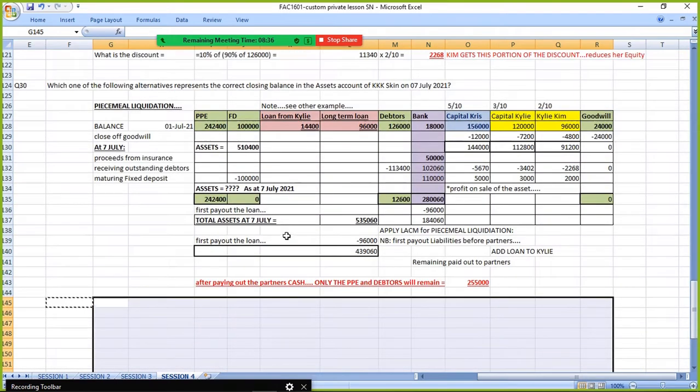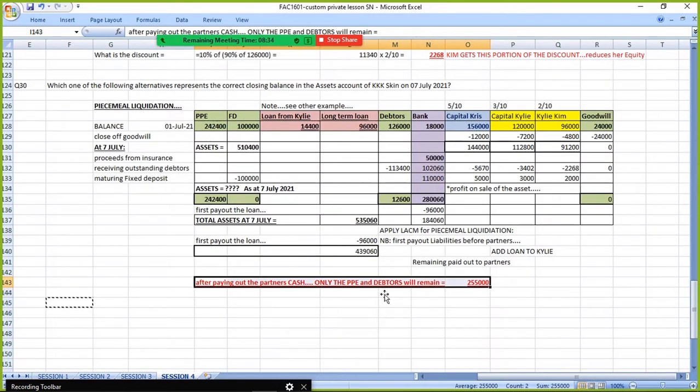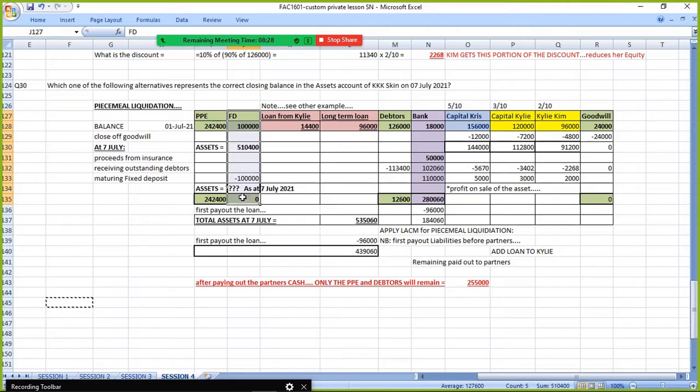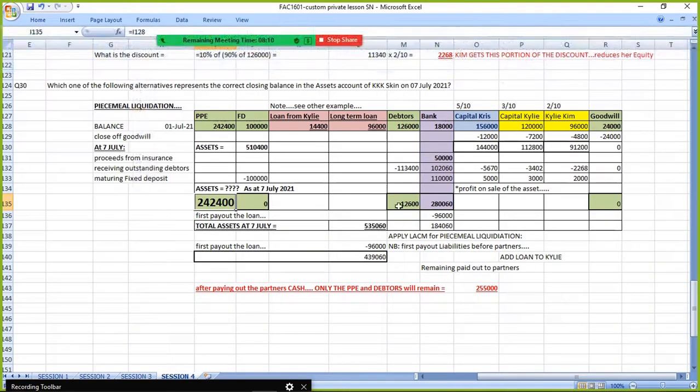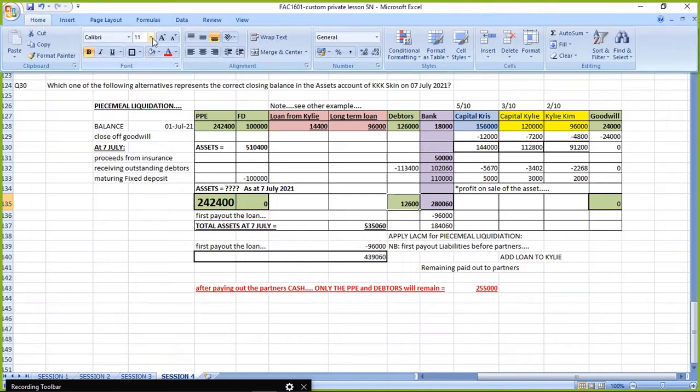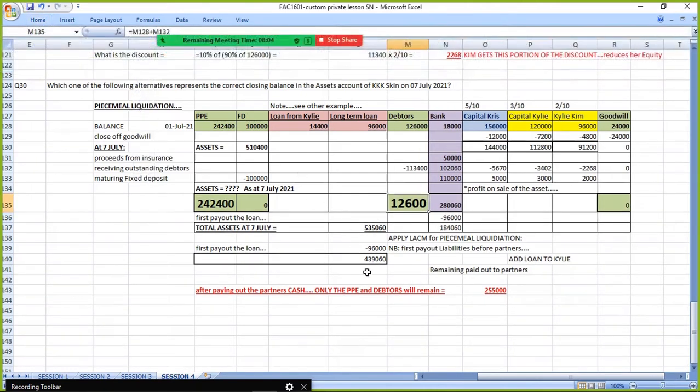Okay, what we did here is correct. Right, I'm going with the 255. The 255 should be the correct answer because remember, the fixed deposit was sold anyway. So what you have left is only the PP. The PP is the only asset you have left. The debtors is the only asset you have left. Bank was paid out, paid off liabilities and paid out partners. Goodwill was written off. So the only two assets you have left are those two. If you add up those two assets together, you're going to get 255.